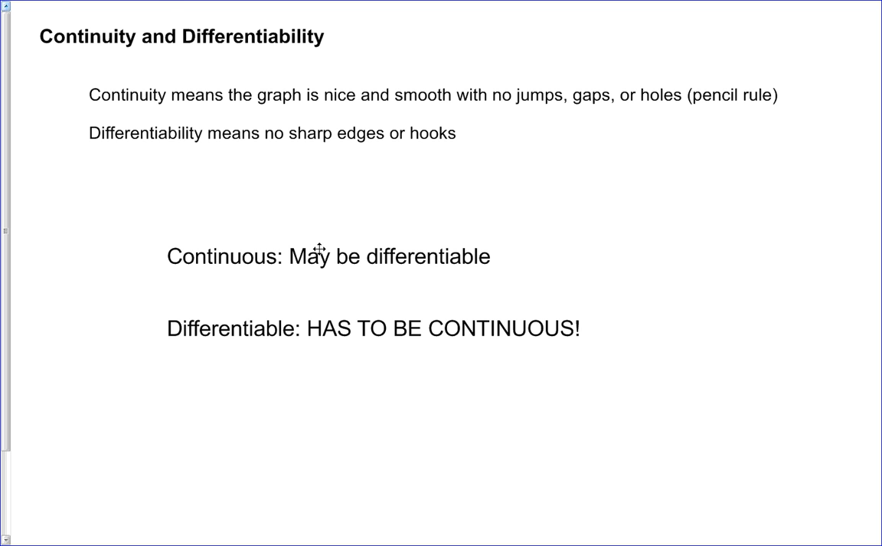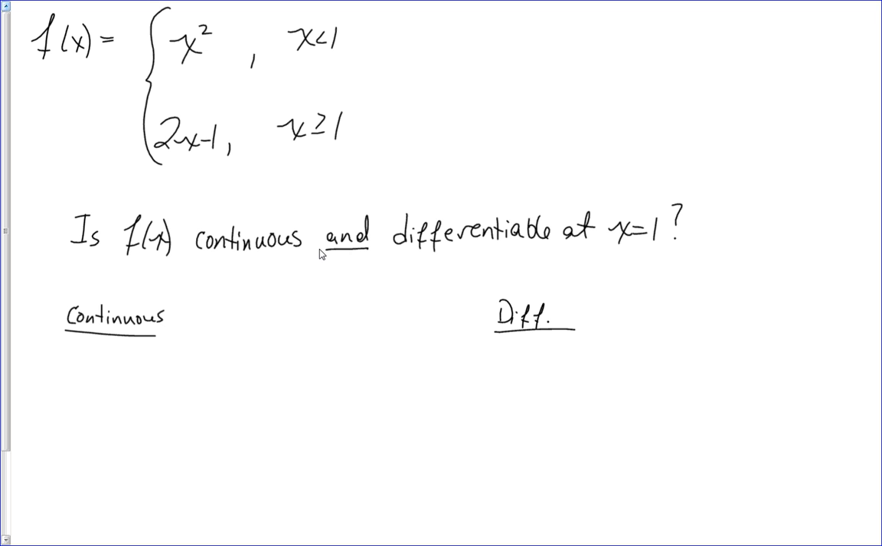Alright, let's look at a few examples now and make this make some more sense. Let's look at this function. f of x equals x squared for x less than 1 and 2x minus 1 for x greater than or equal to 1. Is f of x continuous and differentiable at x equals 1? Well, let's test continuity. First, you plug x equals 1 into both equations. So for the top, we're going to have 1 squared, which equals 1.